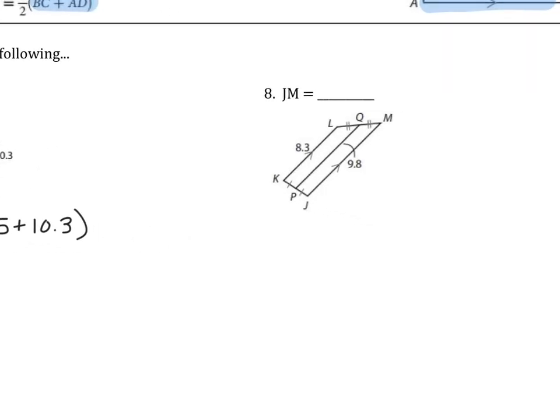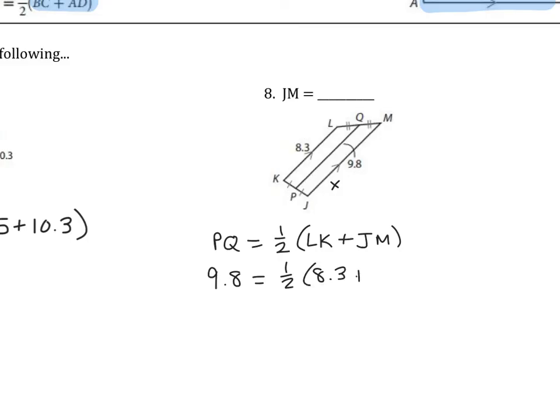Here we are actually given the length of the midsegment. So here our midsegment is 9.8, and we know one base, and then we want to find JM, which is our other base. So I'll call it x. So we still set it up the same way. Our midsegment is going to be half the sum of our bases. So LK plus JM. So we know PQ is 9.8 equals 1/2 times 8.3, which is one base, plus x, which is the other base.